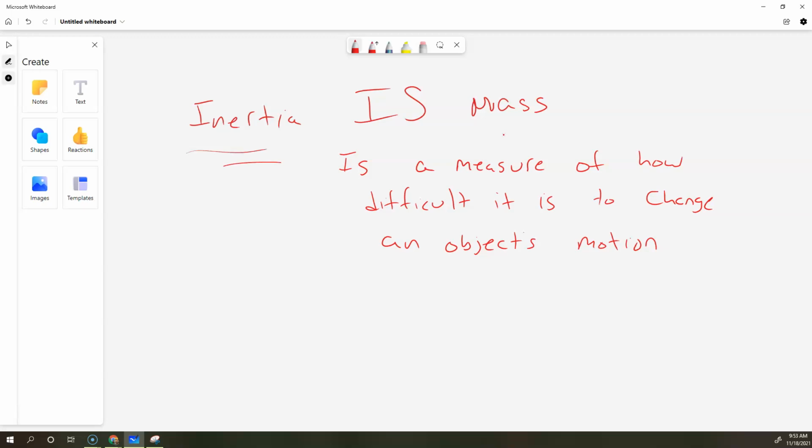In order to have inertia, you can be at rest, you can be moving, it doesn't matter. All that matters is that you have mass. Changing your speed does not change your inertia. Inertia is mass.